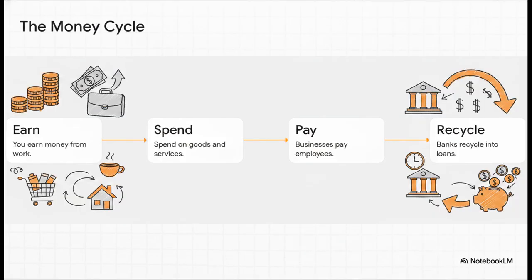Just think about your own life for a second to see how this cycle works. You earn money from your job, and then you immediately go out and spend it on goods and services. Groceries, rent, your morning coffee. Then, the businesses you buy from take your cash and use it to pay their employees. Finally, banks take those deposits and recycle that money right back out into new loans and investments, starting the whole process all over again. It's this continuous living loop.